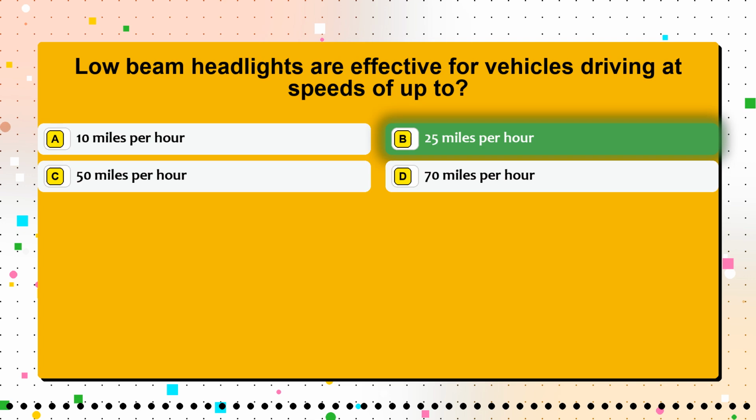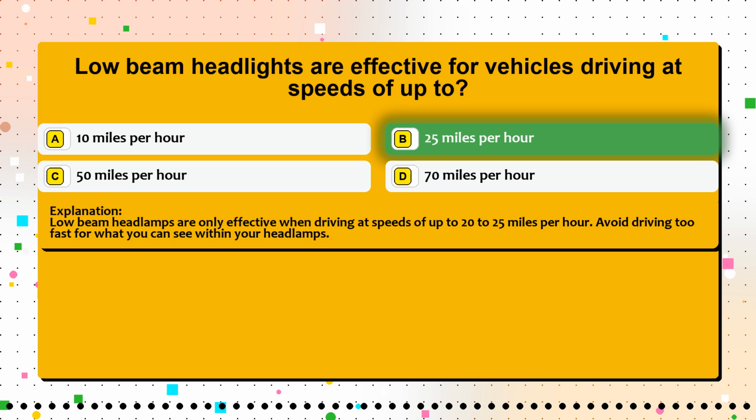The correct answer is option B, 25 miles per hour. Low beam headlamps are only effective when driving at speeds of up to 20 to 25 miles per hour. Avoid driving too fast for what you can see within your headlamps.